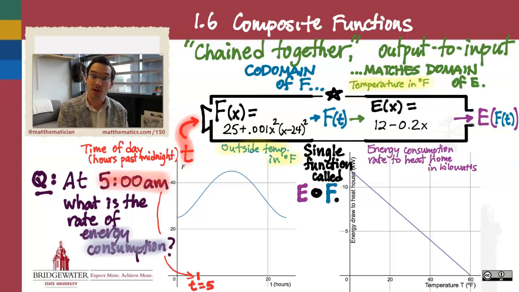How might we get this information out of the graphs for these functions? Well, 5 o'clock a.m. represents, in my first function, an input value of t equals 5. It's 5 hours past midnight, right? So t equals 5 is how I operationalize the concept of 5 a.m.